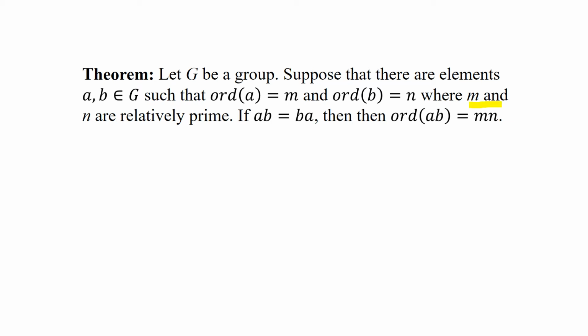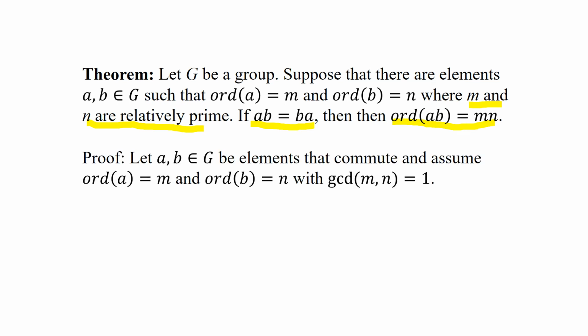That's not going to be true in general. I'm assuming further that a and b commute. And when I have that situation, two elements of finite order, and the orders are relatively prime, and the elements commute, then the order of the product is the product of the orders. This is not true in general. It is only true in this particular setting. Let's see why it works. I take two elements that commute, and I assume that they have relatively prime orders.